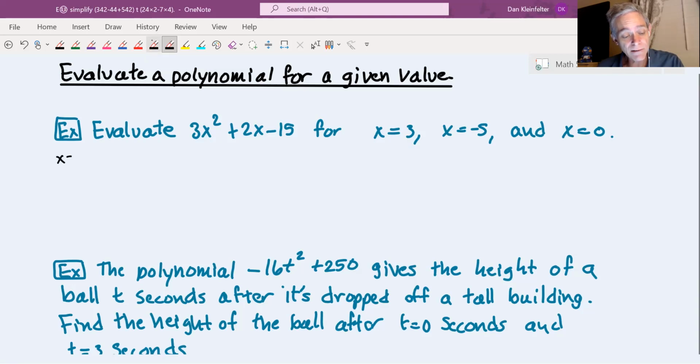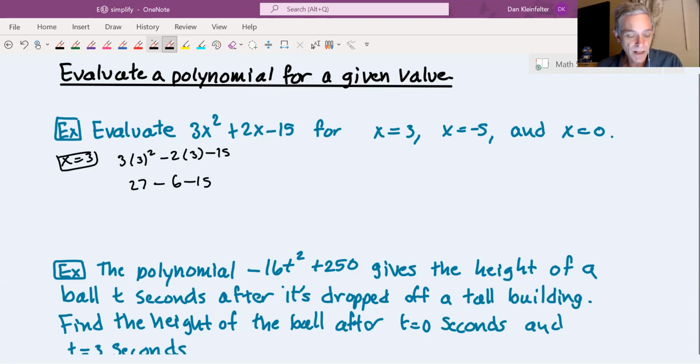So let's try x equal 3 first. That will be 3 times 3 squared minus 2 times 3 minus 15. 3 squared is 9 times 3 is 27. Then we'll have minus 6 minus 15. 27 minus 6 is 21. 21 minus 15 is 6. Okay, and that'll do it.